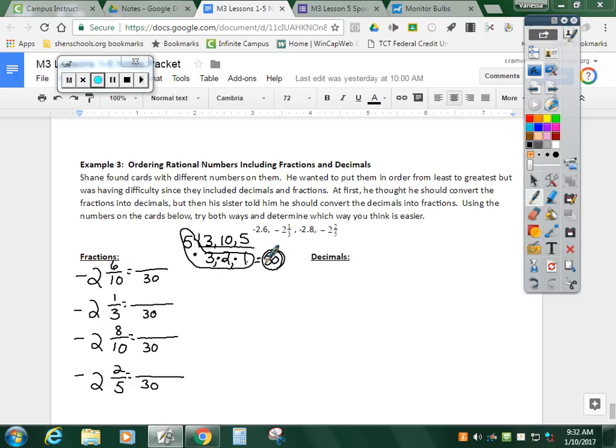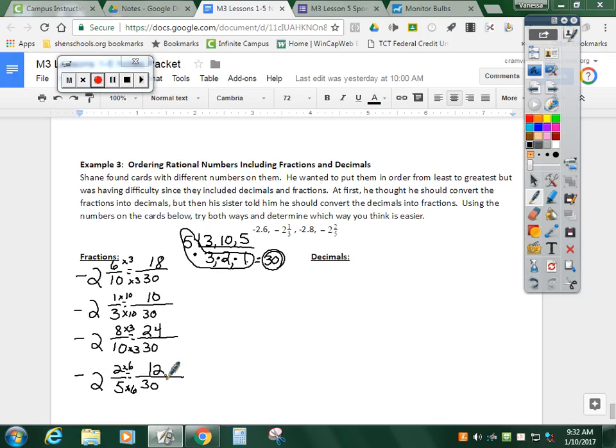Okay, this is times 3 times 3, so that's 18/30, negative 2 and 18/30. This is times 10 times 10, so it's negative 2 and 10/30. This one is times 3 times 3, negative 2 and 24/30. This one is times 6 times 6, is negative 2 and 12/30.